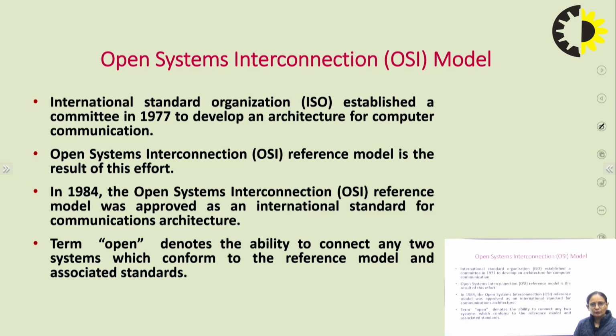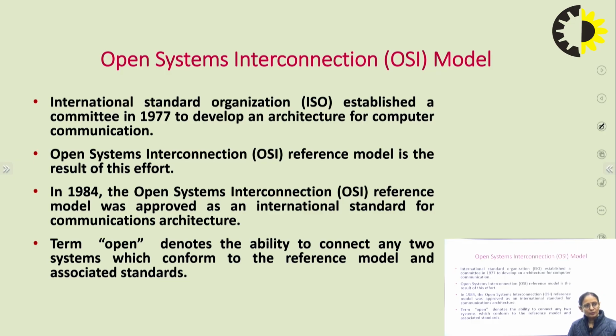Now we come to the OSI model. The OSI model is basically given by the ISO organization, that is, the International Standard Organization. ISO established a committee in 1977 to develop a communication architecture. The OSI reference model is the result of this particular group. In 1984, the OSI reference model was approved as an international standard for communicating between two hosts or multiple hosts.